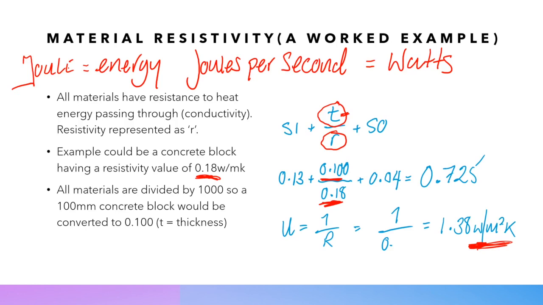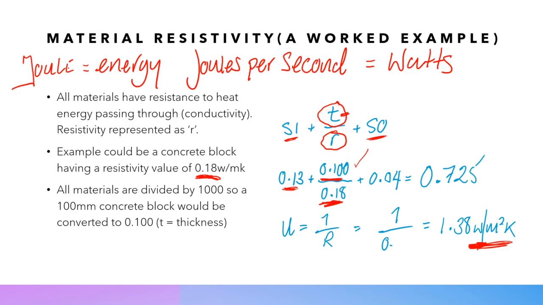So this is the worked example here then. We've got the surface inside resistance, as we know, that's a convection current. It's a standard, never changes. Surface outside, so we've got 0.13 there, divided by the thickness of the material, the concrete block. That's a tick, because we know it's 0.100, because 100 mil divided by 1000 is 0.100.